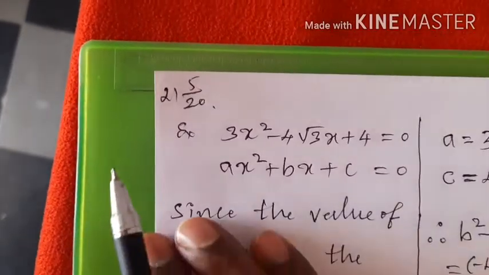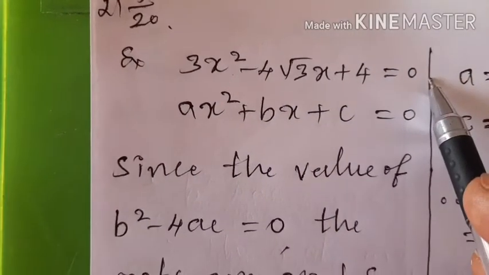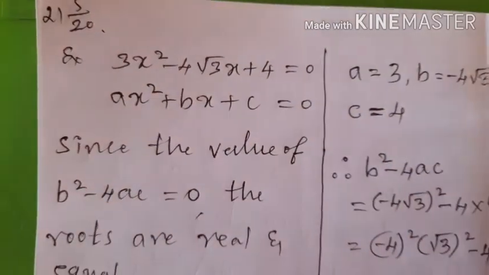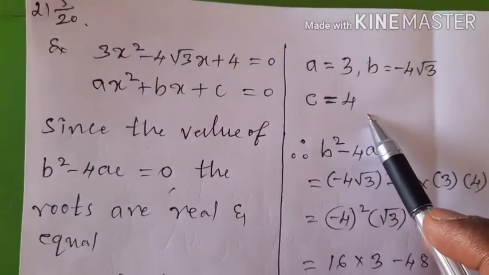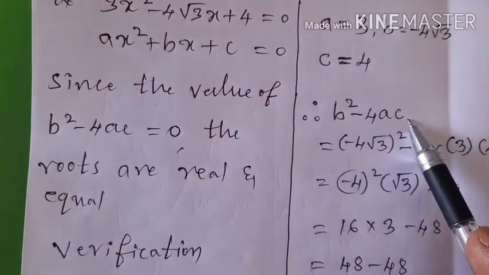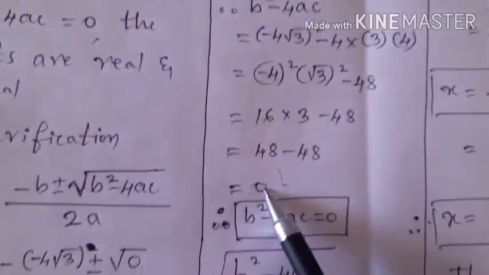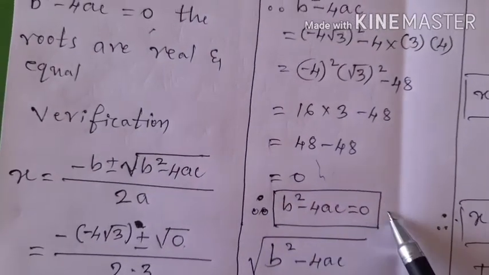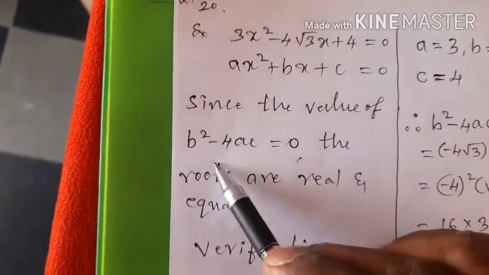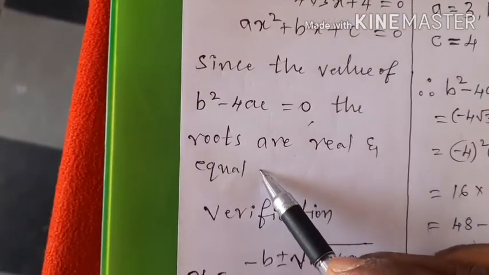Let us take another example: 3x² − 4√3x + 4 = 0. It is of the form ax² + bx + c = 0. Therefore, the values of a, b, c are as shown here. Let us find the discriminant's value, b² − 4ac. The value of b² − 4ac is found to be 0 here. So b² − 4ac is equal to 0. What decision should I take now? Since the value of b² − 4ac is equal to 0, the roots are real and equal.